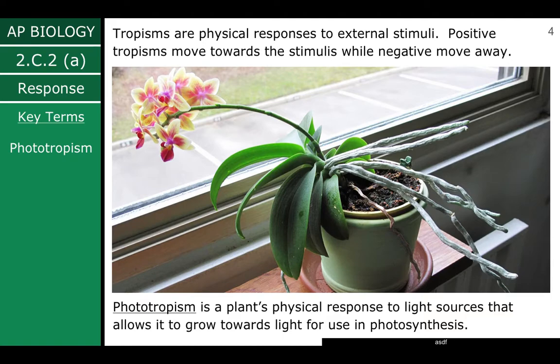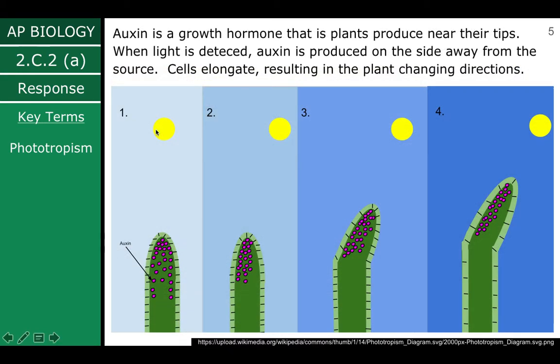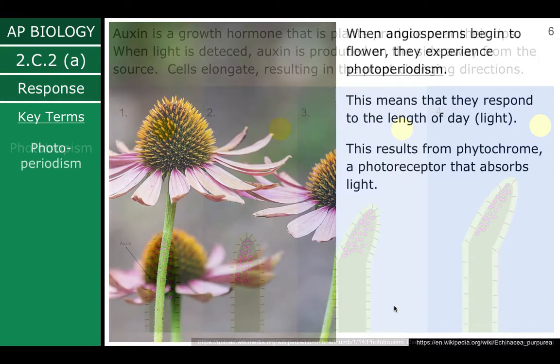So phototropism is a plant's physical response to light sources that actually allows the plant to grow towards sunlight to use for photosynthesis. So how does a plant do this? In the plant, there's a hormone called auxin, and the plant will produce more of that near the tip of the plant. When light's detected, auxin is produced on the side away from the source, and that allows those cells to elongate, which allows the plant to move towards the sunlight. Once again, that is phototropism.